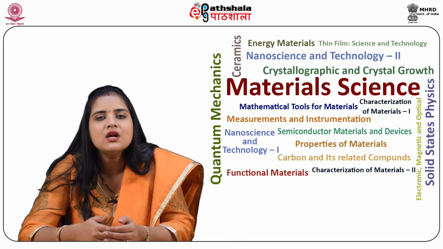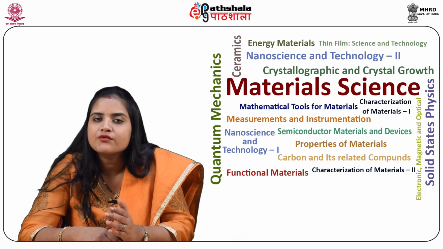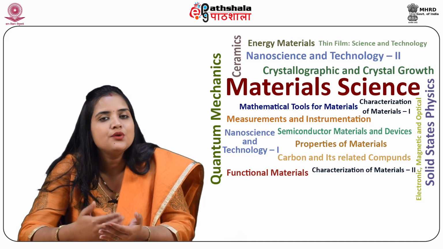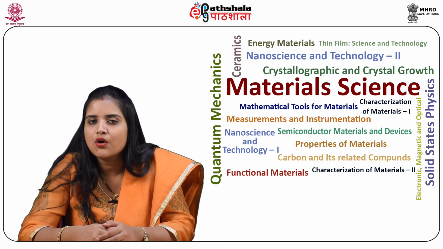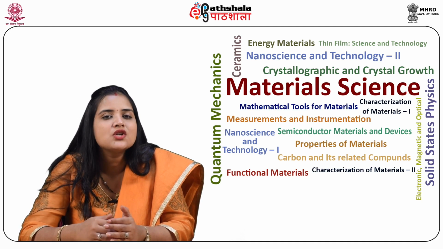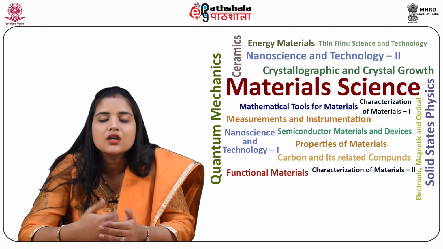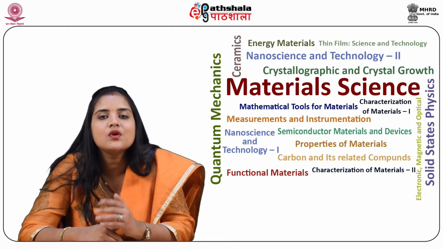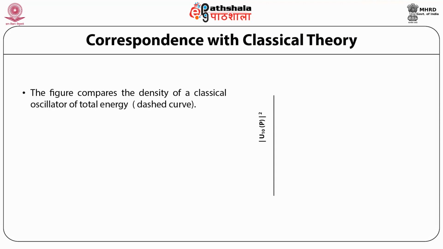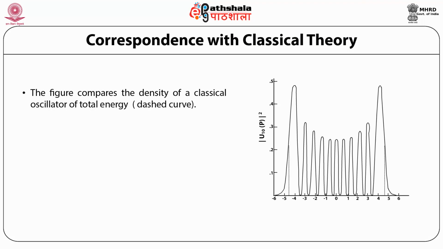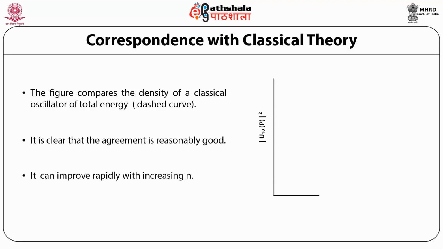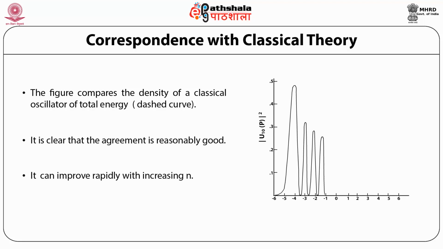It may also be noted that the number of zeros, which are called the nodes, are even or odd as n is even or odd. Indeed, the ground state has no node excluding the zero at infinity. Thus, the number of zeros is exactly equal to n. The figure compares the density with that of a classical oscillator of the same total energy, which is represented by the dashed curve. It is clear that the agreement is reasonably good. It improves rapidly with increasing values of n.